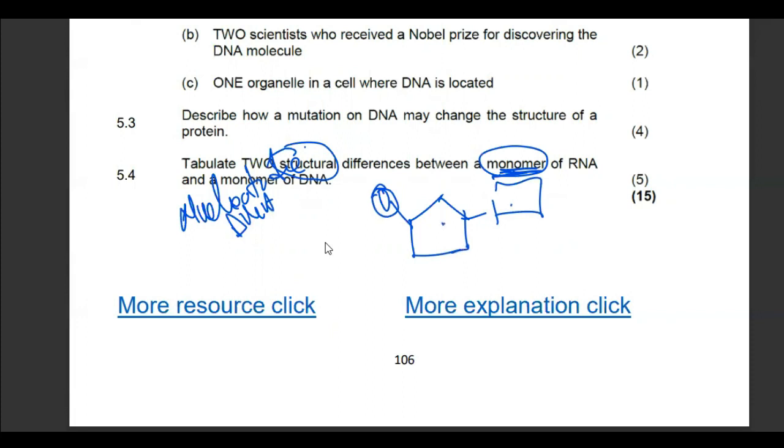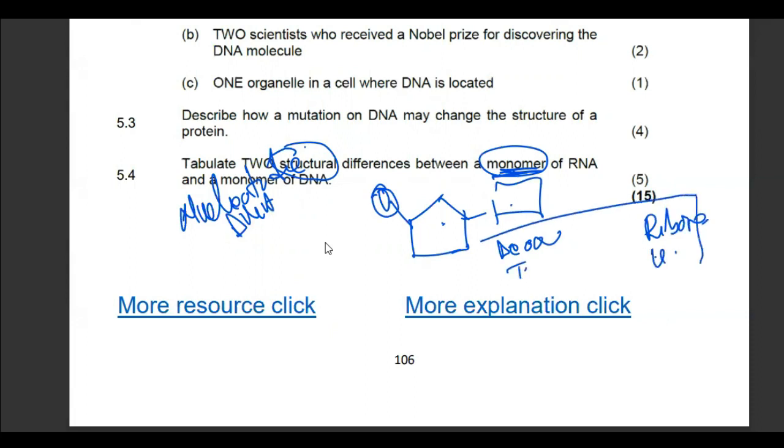DNA nucleotide has deoxyribose sugar, while RNA has ribose sugar. And then DNA has thymine, while RNA has uracil.